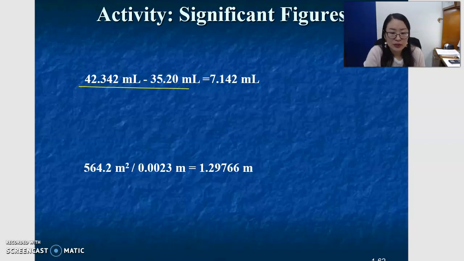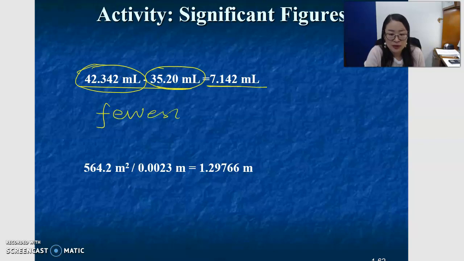With this one, when I do water displacement to measure the density of some solid, I have the 2 volumes subtracted from each other, this volume minus this volume. So if I put those numbers into the calculator, I will get 7.142 milliliters. Okay, but not all those digits are significant. Since it's subtraction or addition, I will go with the fewest decimal places.